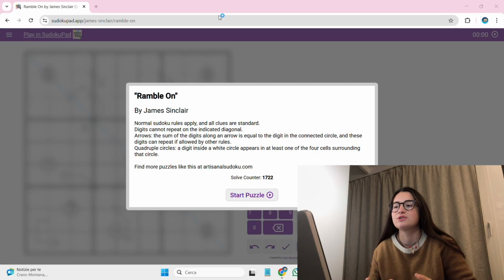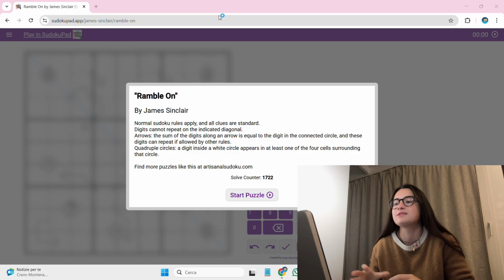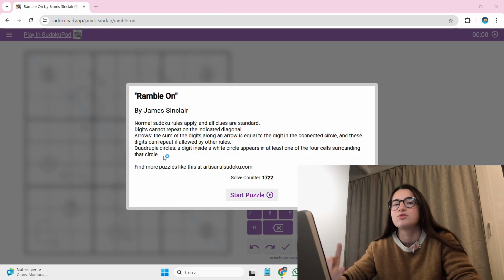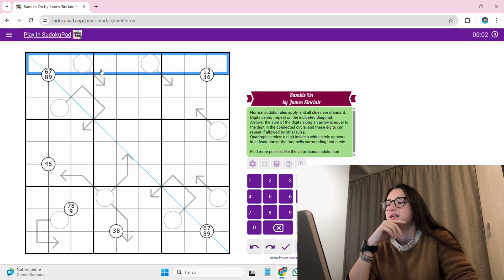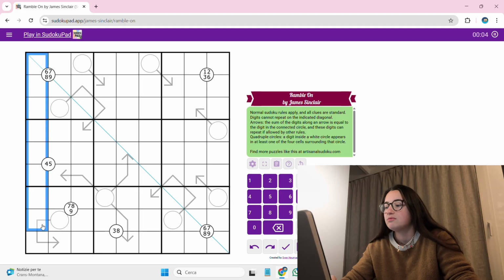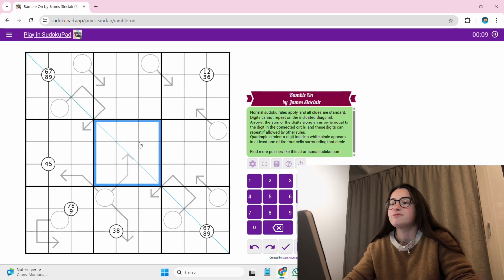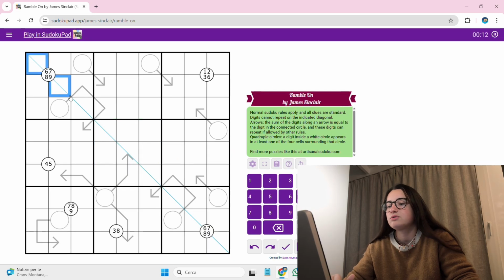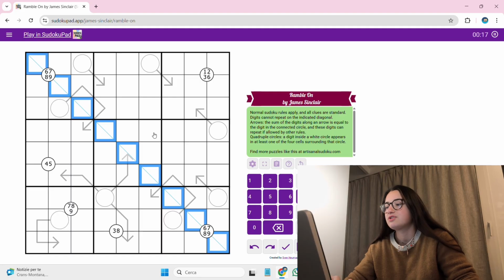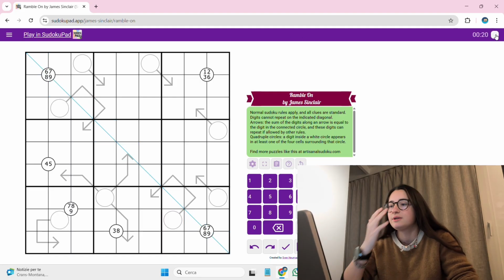Today we are going to solve a new Sudoku. It's called Ramble and the rules are the following. Basically, normal Sudoku rules apply as most of the times. So in each row, column and 3 by 3 box, we have 9 digits from 1 to 9, all different. Digits cannot repeat on the indicated diagonal, which means that along this diagonal we have 9 different digits, again from 1 to 9.